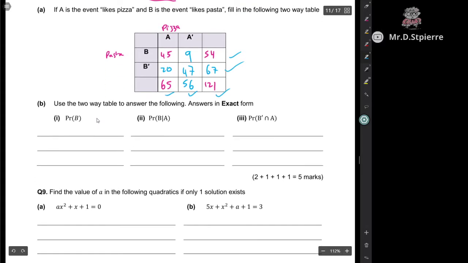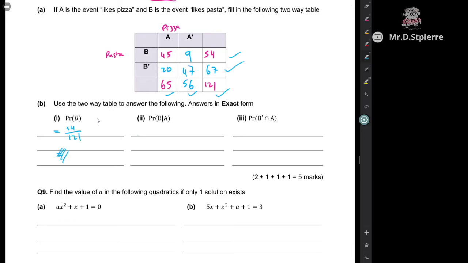Use the two-way table to answer the following in exact form. What's the probability of B? Well, that is equal to 54 over 121. Can that simplify quickly? The way to check, because it's tech active, is I just put 54 divided by 121 in your scientific calculator and then hit the S-D key, which is just above your delete button normally, and convert it to a fraction, and it'll give it to you in the most simple fraction, which still happens to be 54 over 121. So that's easy.